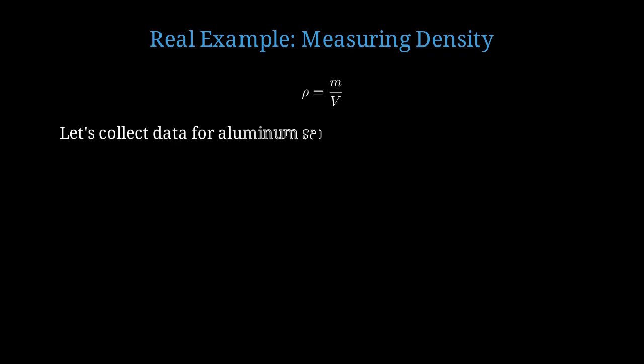Let me show you a real example. Let's say you're measuring the density of different metal samples. Density equals mass divided by volume. The equation for density is ρ equals mass divided by volume. Rho is the Greek letter commonly used for density. Let's collect data for 5 aluminum samples. We'll measure mass and volume for each sample.